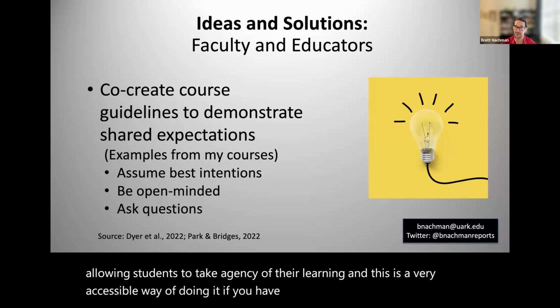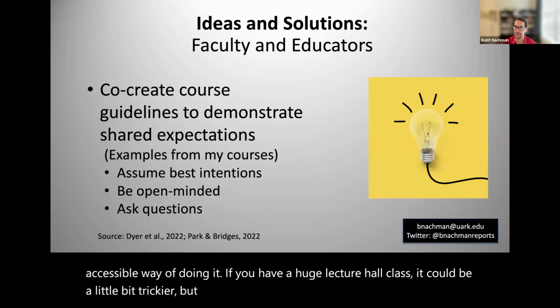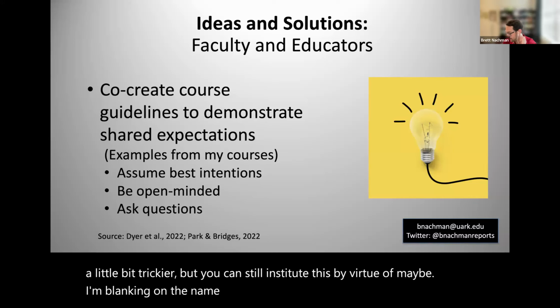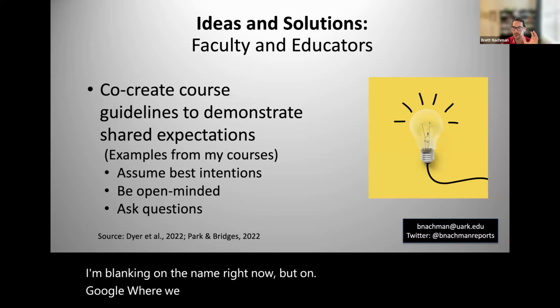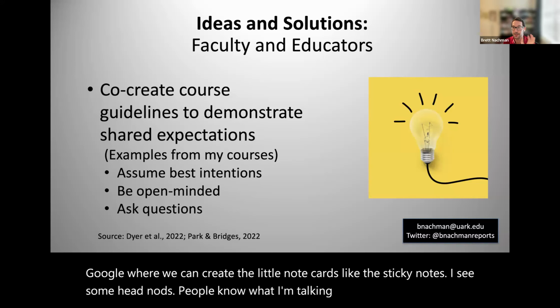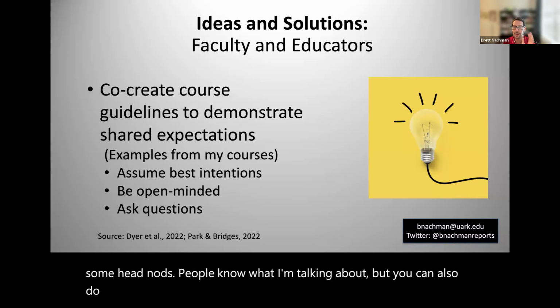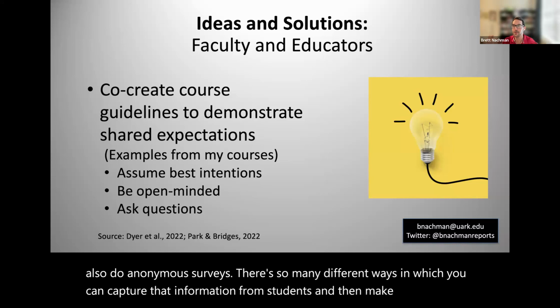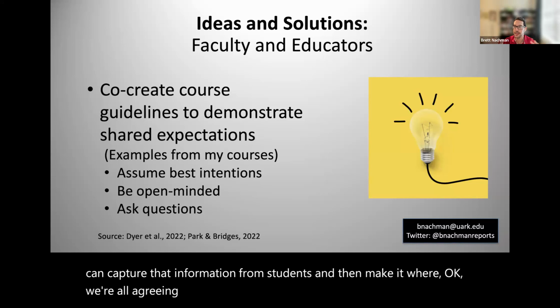If you have a huge lecture hall class, it could be a little bit trickier, but you can still institute this by virtue of, I'm blanking on the name right now, but on Google, you can create little note cards, like sticky notes. I see some head nods, people know what I'm talking about. There, you can also do anonymous surveys. There are so many different ways in which you can capture that information from students and then make it where, okay, we're all agreeing to this and we're going to check in halfway through and see where we're at.